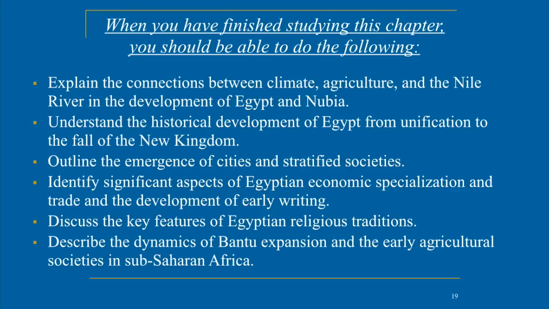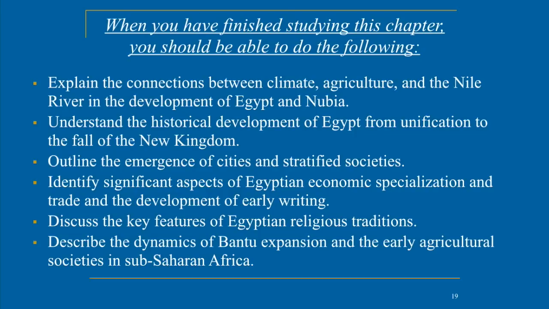When you finish studying this chapter, you should be able to do the following. Explain the connections between climate, agriculture, and the Nile River and the development of Egypt and Nubia. How come the climate and the agriculture of the area that we were studying was affected by the Nile River? And why was it a better process in Egypt versus in Nubia?